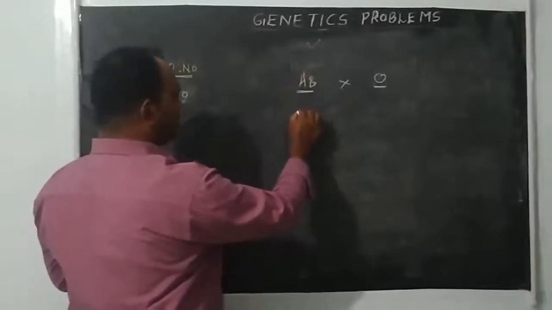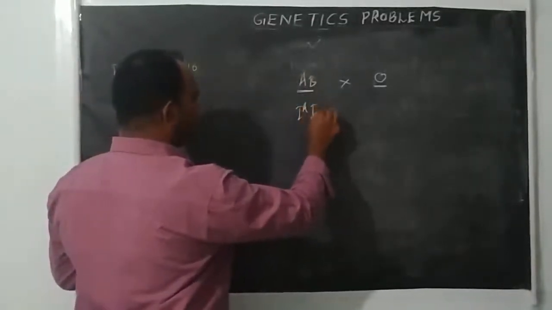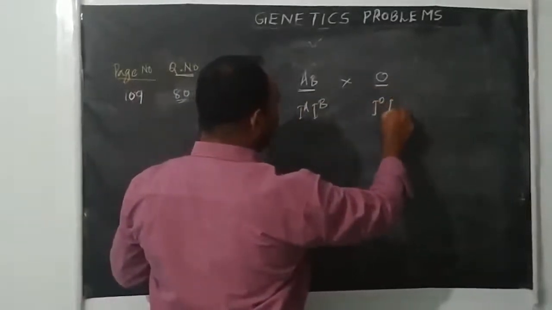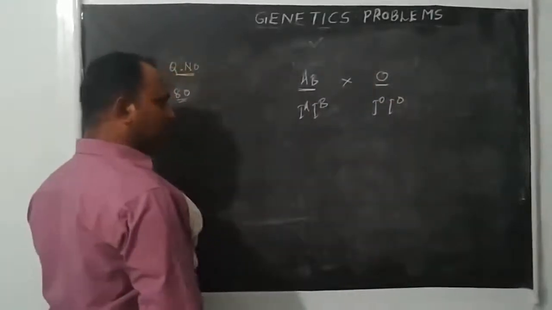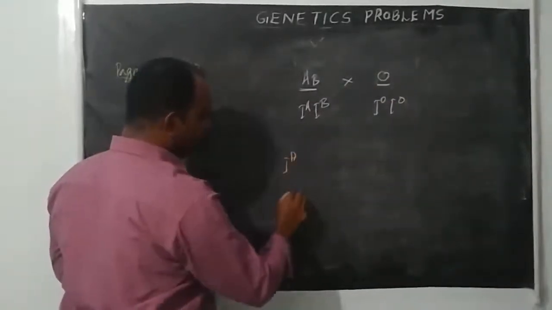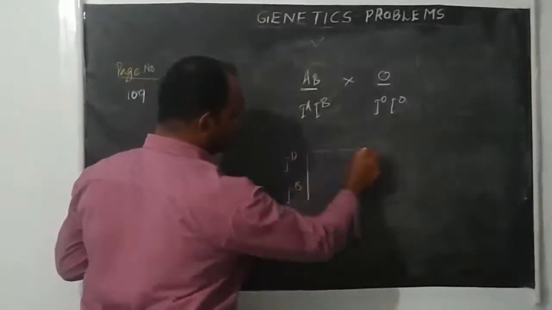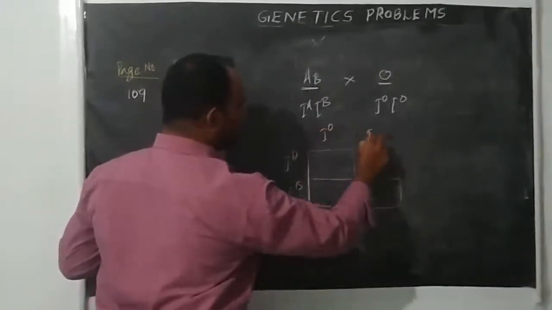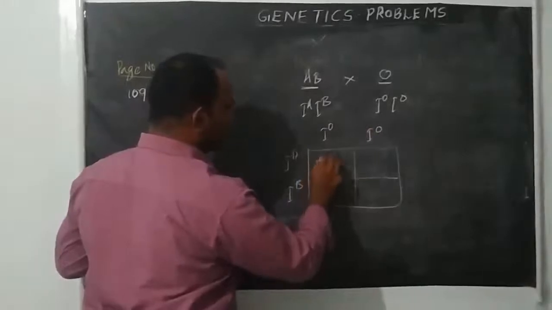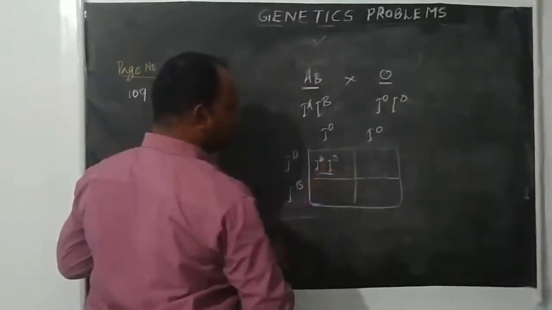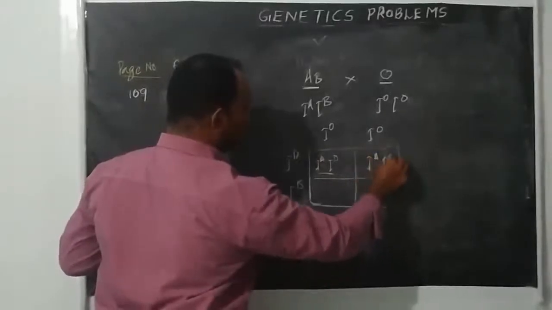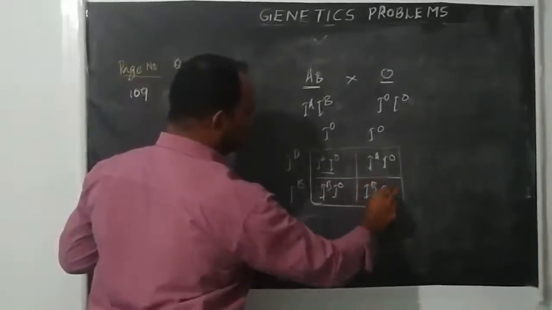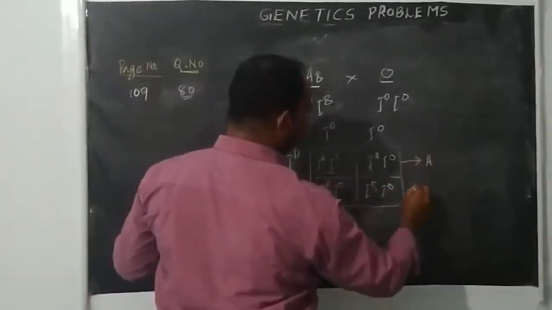AB definitely means the genotype of this parent is IA IB. The O blood group is definitely I0 only, so there is no chance of another blood group. Put this in the checkerboard: IA, IB, and I0. We get IA I0, which is blood group A, and IB I0, which is blood group B.